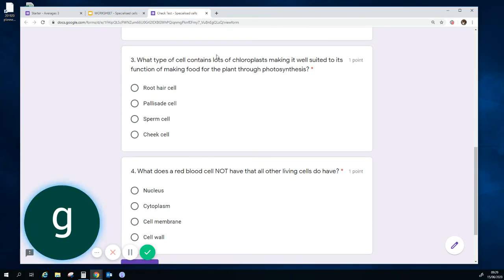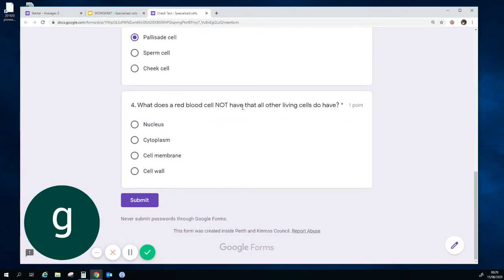What type of cell contains lots of chloroplasts, making it suited for its function? So that would be palisade cells. That's a really, really difficult name to remember. That's one of the cells that we get inside the leaf. So it's called a palisade mesophyll cell. And what does a red blood cell not have that other cells do? So a red blood cell does not have a nucleus, and that means it can fill up even more with this protein called haemoglobin, which allows it to carry the oxygen.